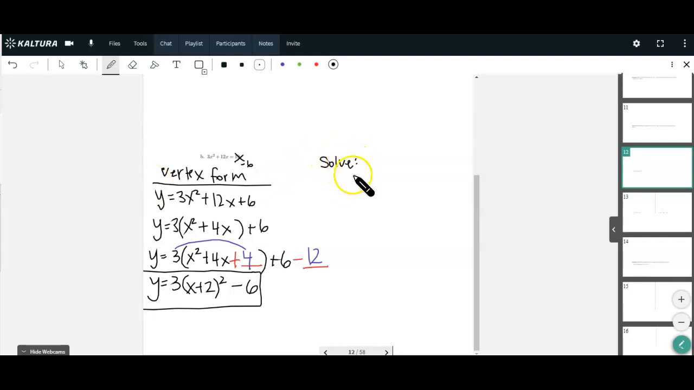Okay, so the second question on that quiz wanted you to solve 3x squared plus 12x equals -6. So again, it kind of starts off the same where, if the leading coefficient is not 1, we've got to factor that out. I'm going to factor that 3 out, and that will leave me x squared plus 4x. And then I still have this equals -6.